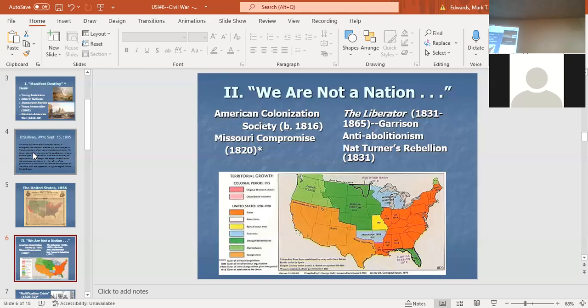Well, good, right? Northern senators say, nah. Because what happens when the next state wants to come in as slave? We're right back at it. Clay says, I see you.